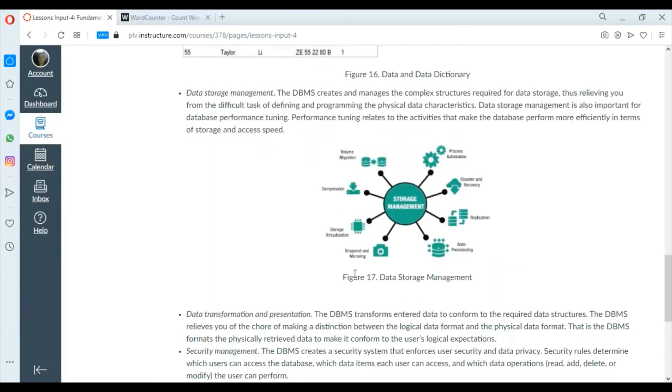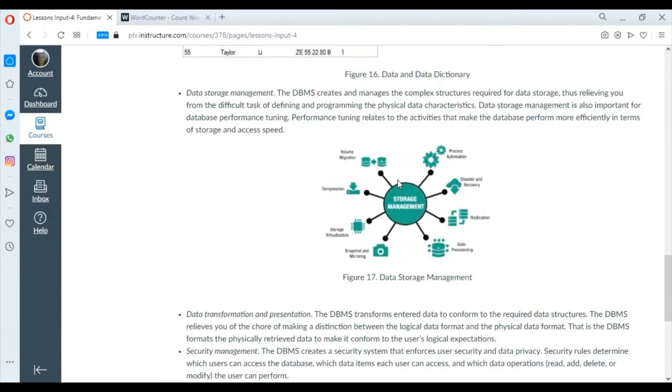So we have here figure 17, the diagram for the data storage management. It includes the DBMS helping provide the snapshot and mirroring of our database, which is related to backup, recovery, and failure. What happens when our database suddenly gets corrupted or malfunctions? We have storage virtualization, how the memory and the data storage is handled in our database. We have compression. Compression relates to how the data is compressed and uncompressed to and from the end user.